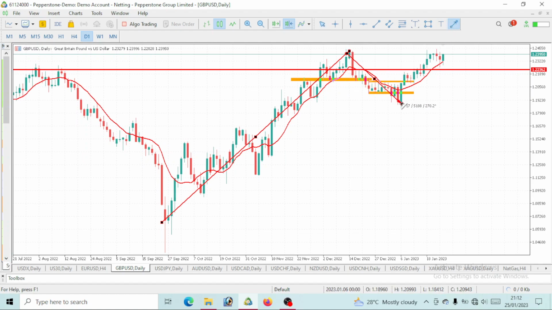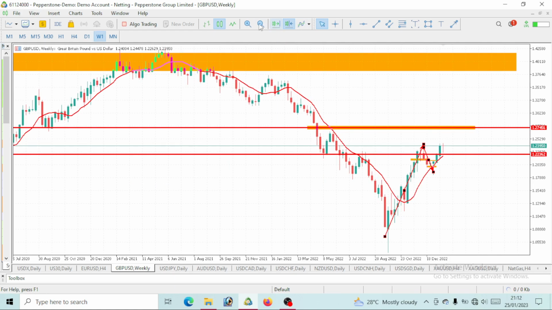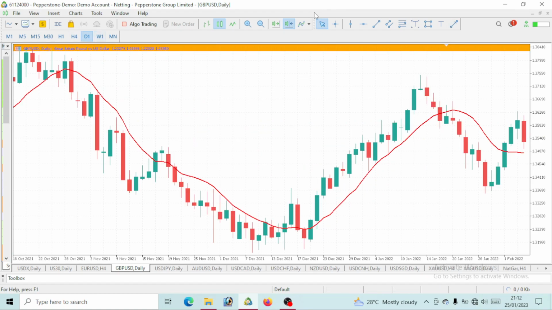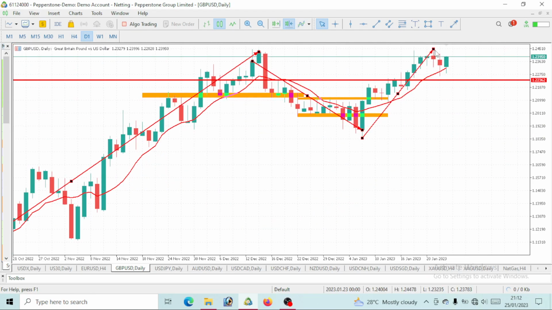Then there was a pullback here, which is more visible on the weekly time frame. You can see the pullback here, right? Now a new high has been made, which we will see on the daily time frame. You can see that this new high has been made. We saw that it actually came to hit this ice, right? Then price gave us a pullback. Now price is actually pushing up.